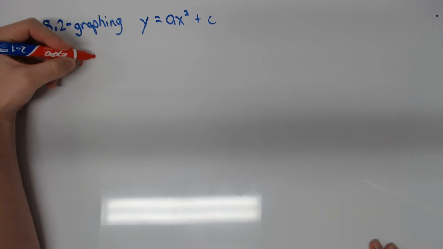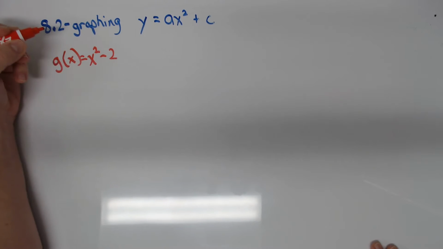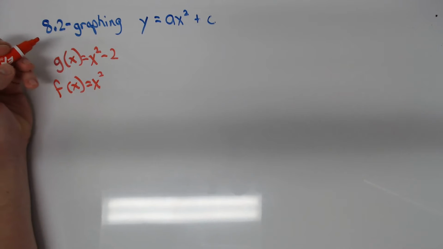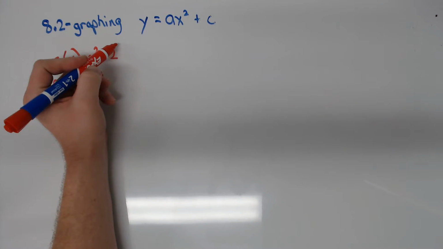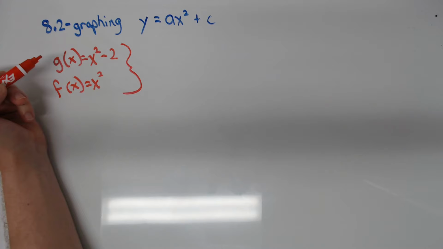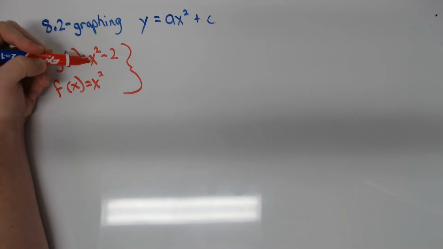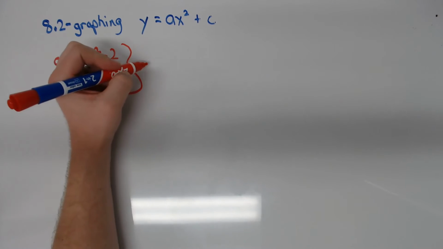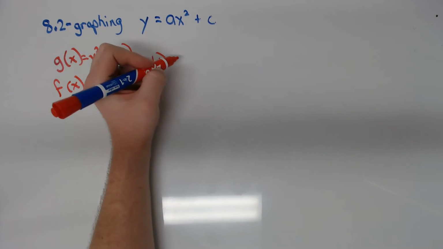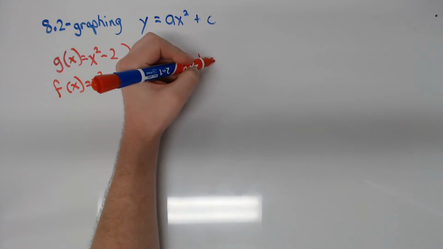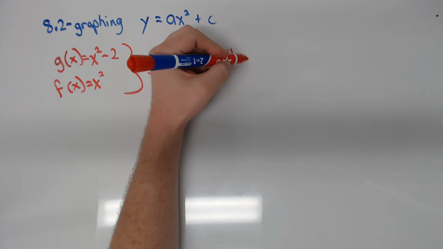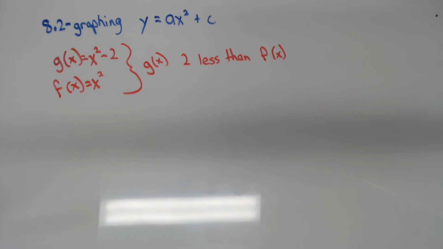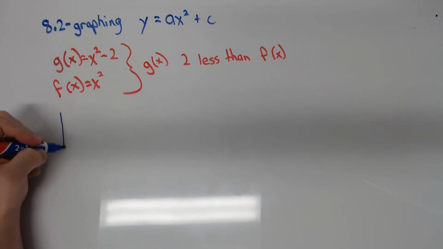So if I'm going to graph something like g of x equals x squared minus 2, compare that to our parent function, f of x just equals x squared. First thing I want us to think about is if I follow order of operations, x squared is going to happen first in both, but then g subtracts 2 afterwards. So g of x is always going to be 2 less than f of x if I follow order of operations.